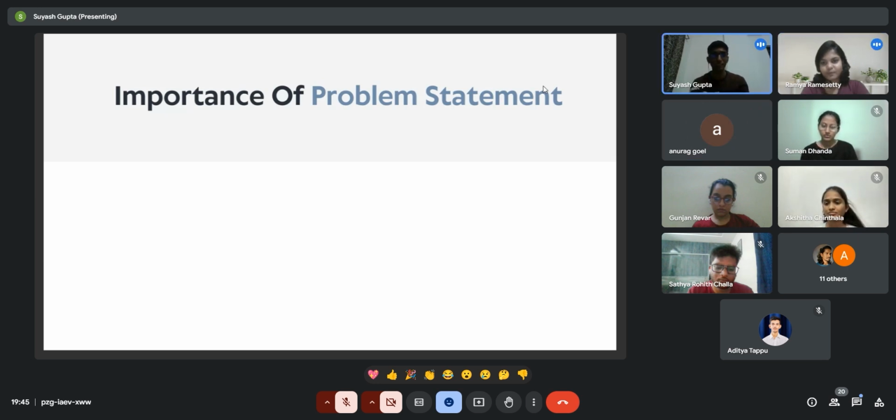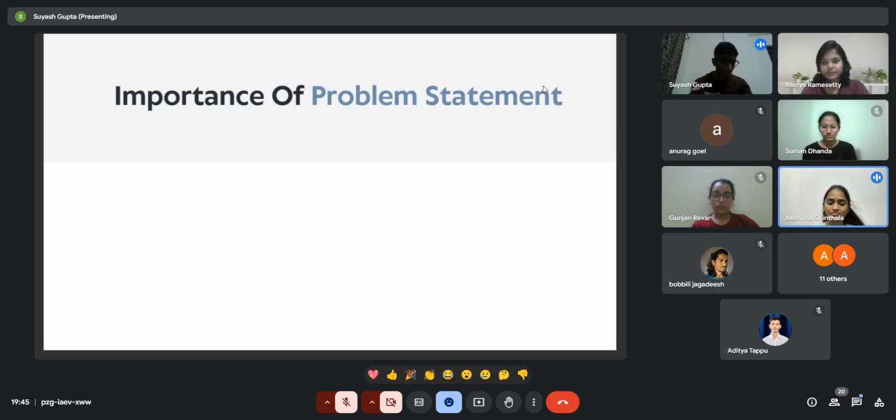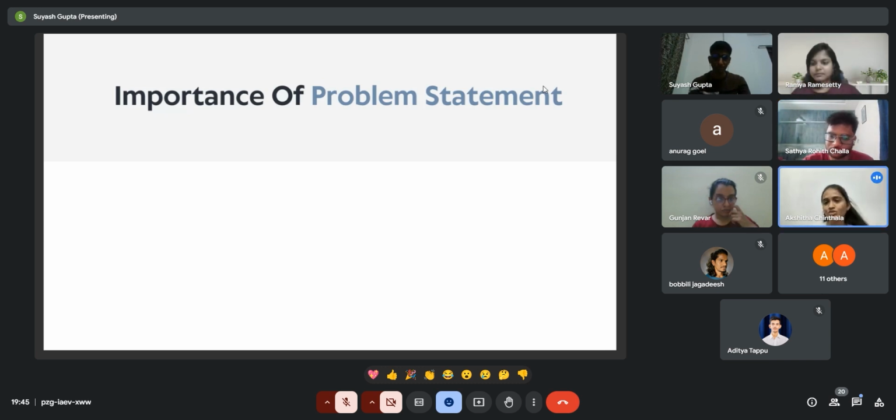Anyone else would like to add something valuable? Same as Anurag, I just want to say that the importance of the problem statement is that we will know what the issue is and how we should provide insights. We will define the issues, so that everyone can understand what insights we are providing.